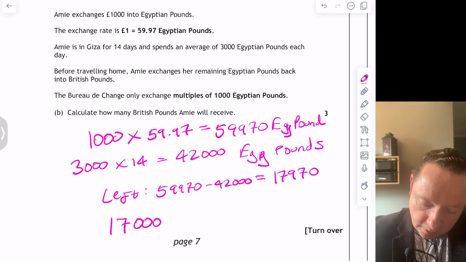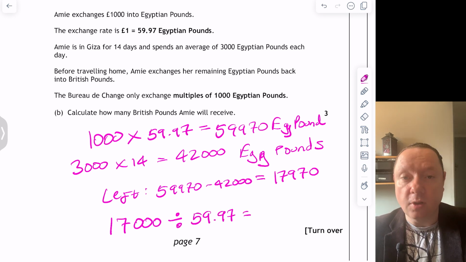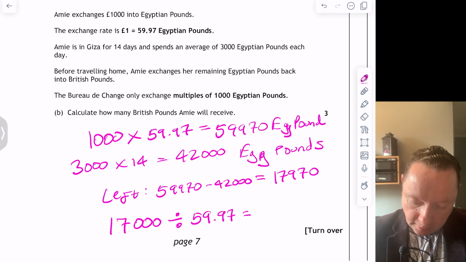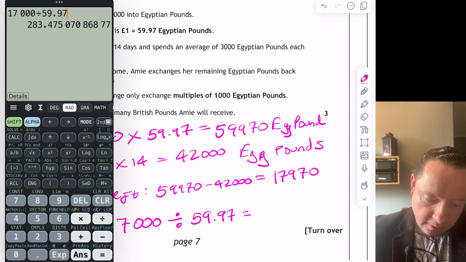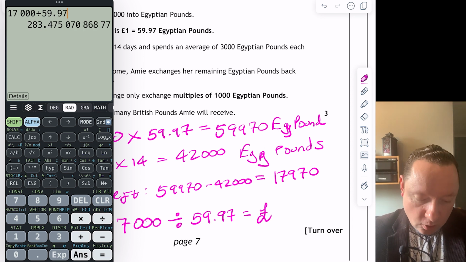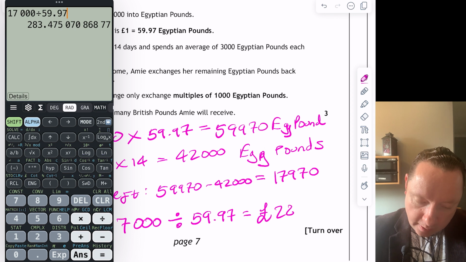So I'll do 17,000 divided by the exchange rate to get back to pounds. So 17,000 divided by 59.97 is 283.475. So to the nearest penny or second decimal place, 283.48, and we're done there.